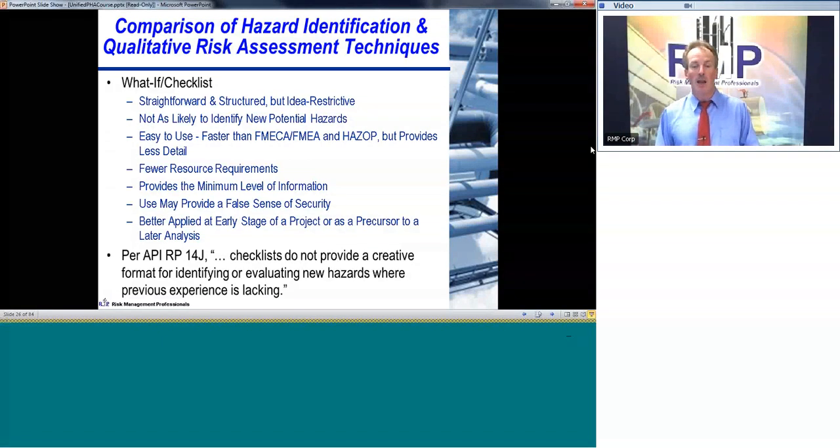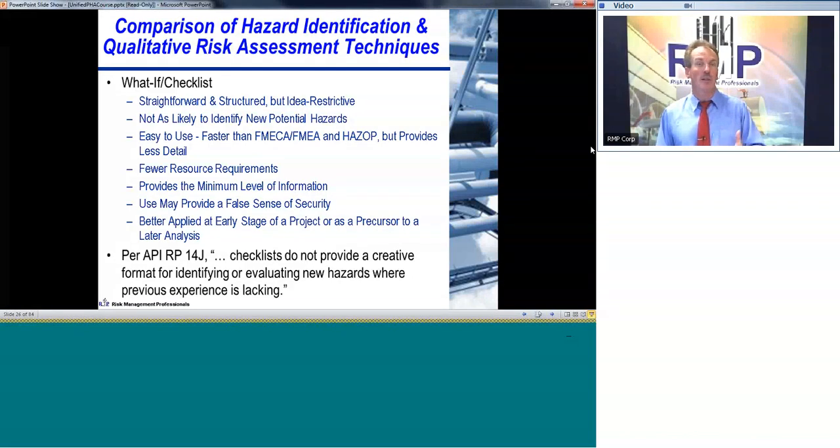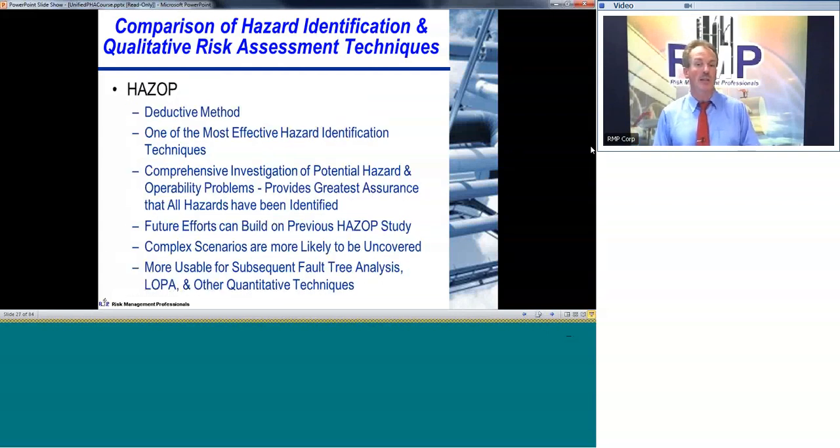before. 14J even clarifies it in black and white: checklists do not provide a creative format for identifying or evaluating new hazards where previous experience is lacking. So it's critical that you realize that previous experience is the basis for the checklist. The hazard operability study, as I mentioned, is the workhorse for these kinds of activities.